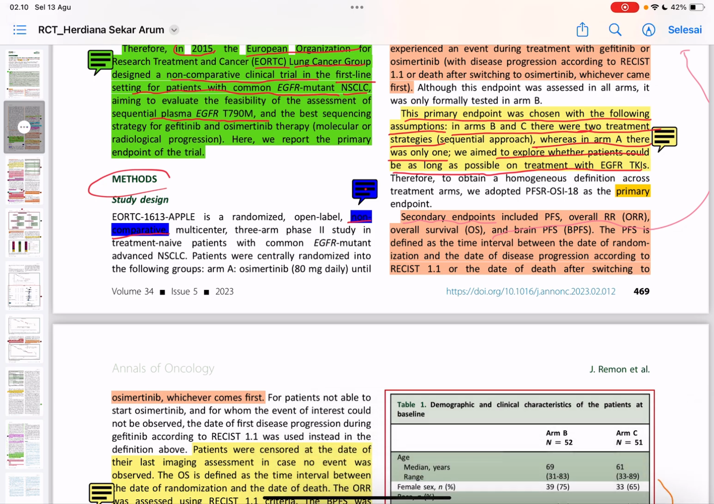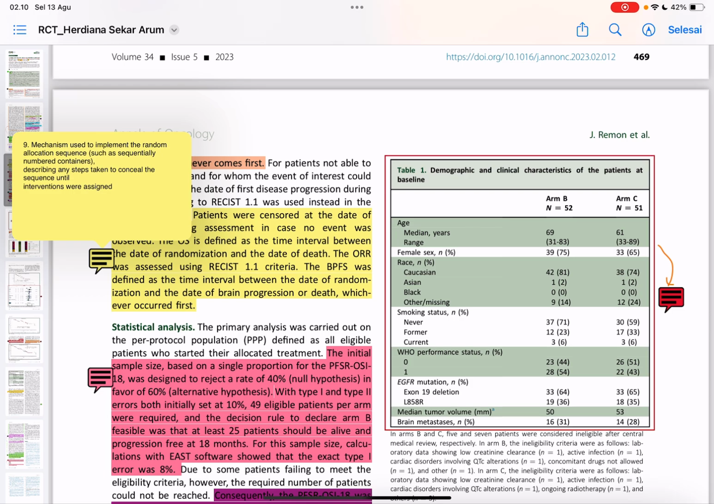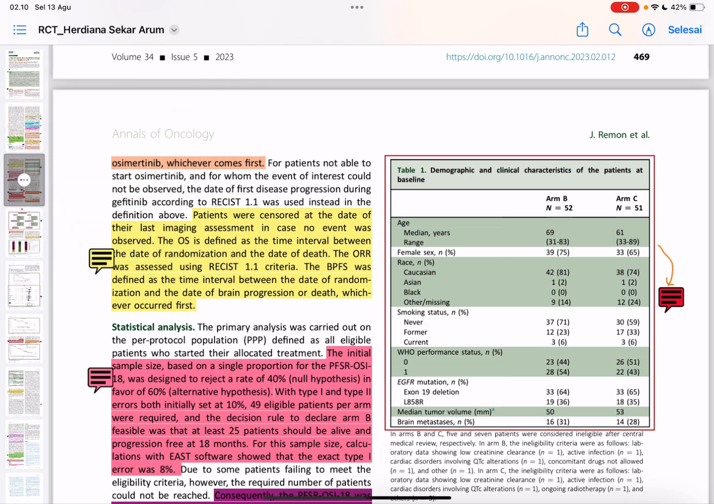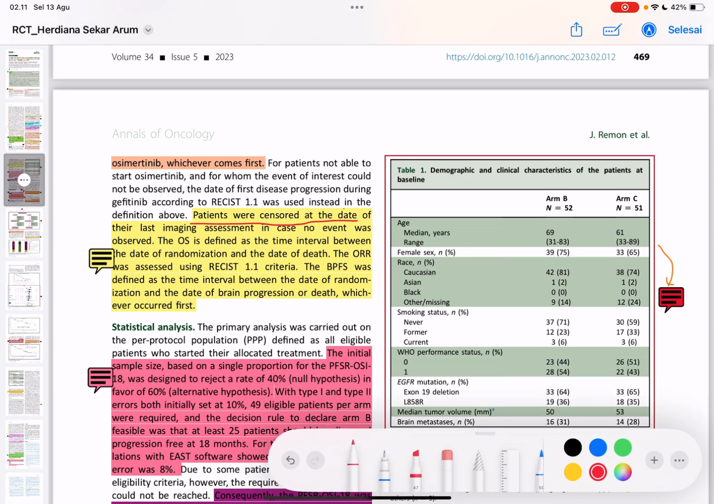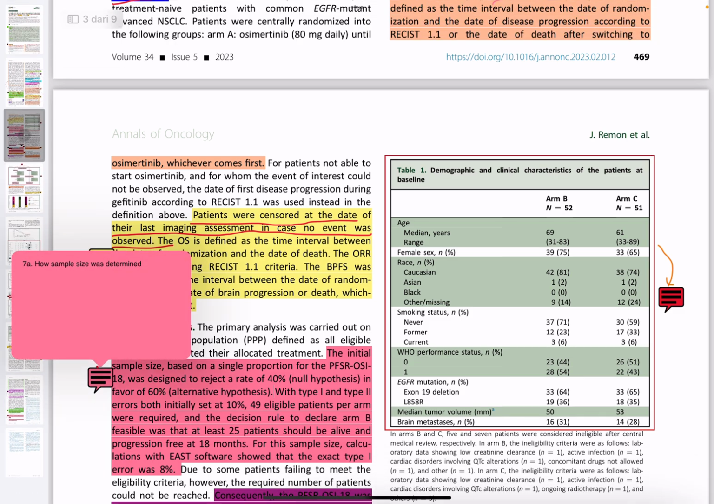Next, we have the mechanism used to implement the random allocation sequence, such as sequentially numbered containers, describing any steps taken to conceal the sequence until interventions were assigned. Here, it says patients were censored at the time of death, or their last image assessment indicated no event was observed. Next, we have how the sample size was determined.